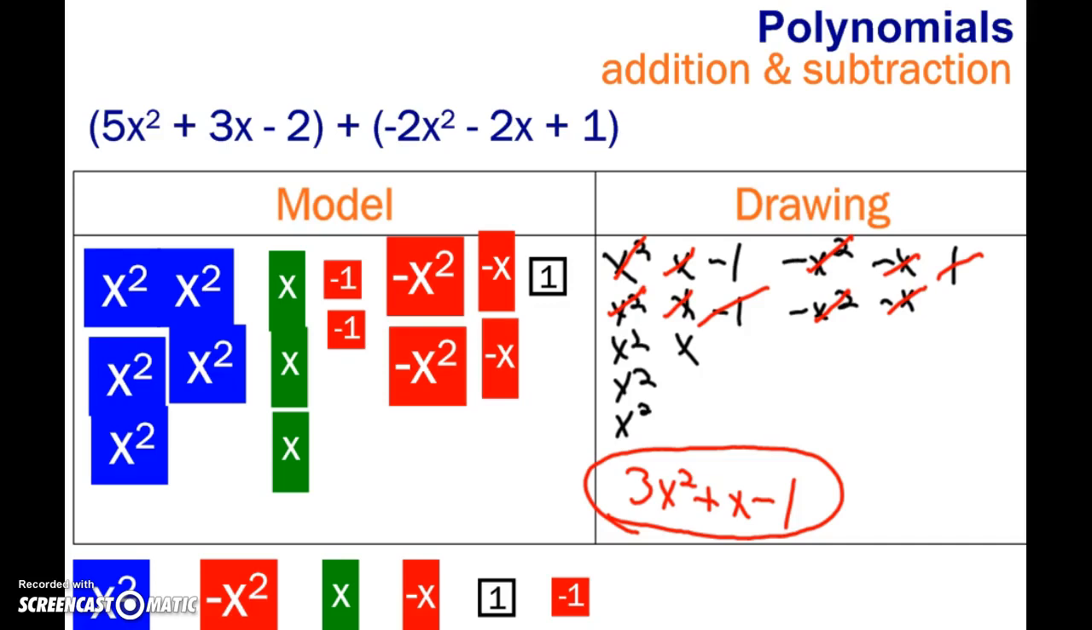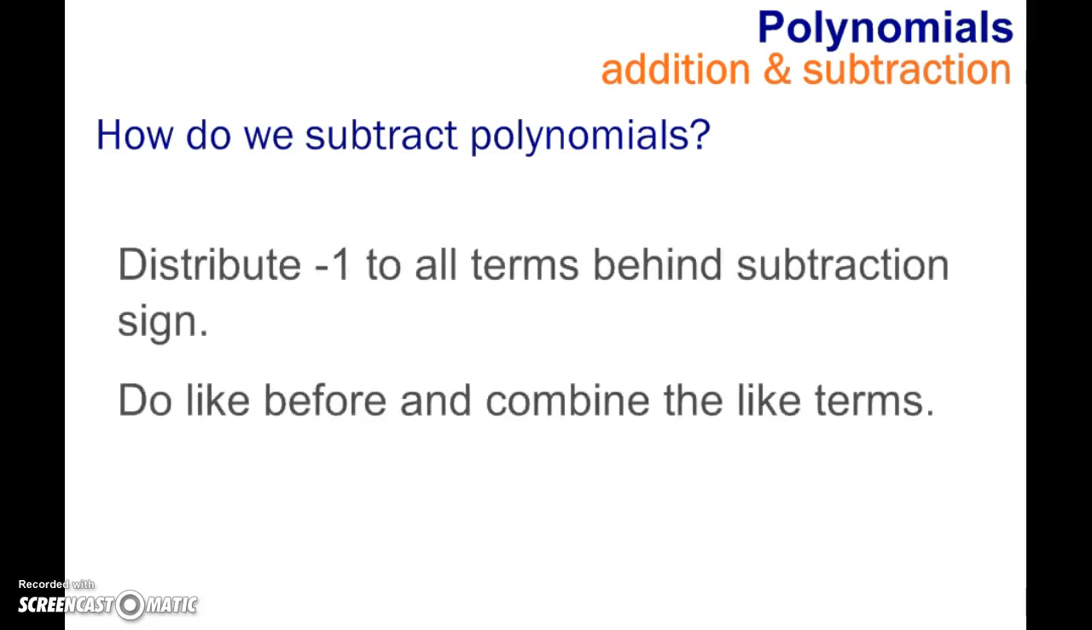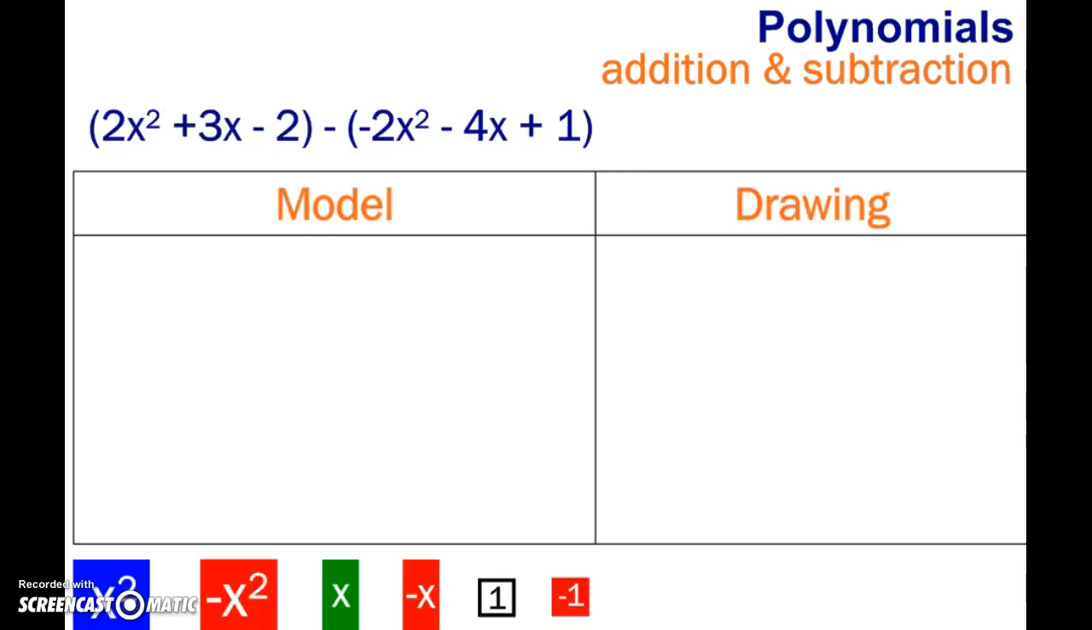So we're going to go to the next page here. How do we subtract polynomials? The exact same way, but you do one thing different. Distribute by negative 1 to all terms behind the subtraction sign. Then do it like we just did and combine like terms. Well, let's practice one of those real quick.